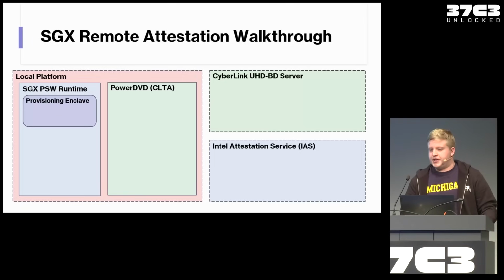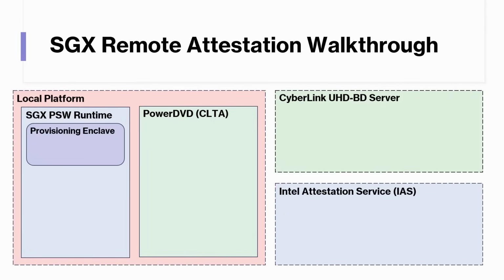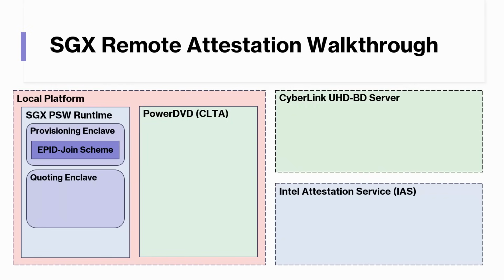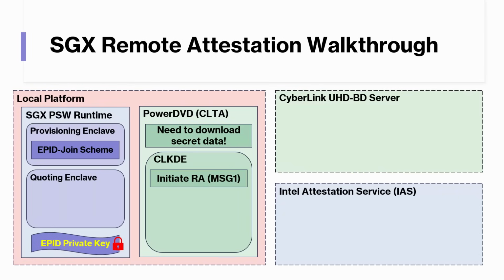So before we do anything with Blu-rays, we need to join this EPID scheme if we haven't already and provision ourselves. So the provisioning enclave can do this provisioning protocol to do this join scheme, and if that passes, we're left with this EPID private key blob on disk. So later on, we're trying to watch a movie, and we realize that, hey, we don't have the secret keys yet in the CLDShowX2, and we need to download them. So CLTA will fire up the key downloader enclave, which will then initiate the remote attestation process.